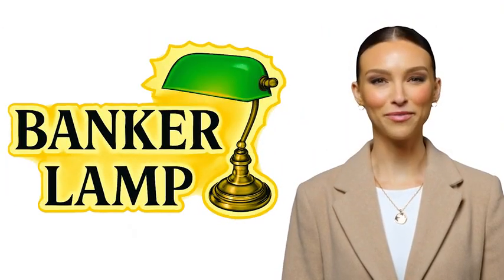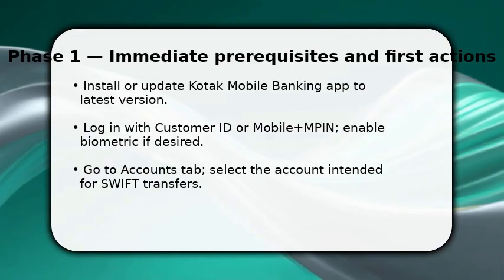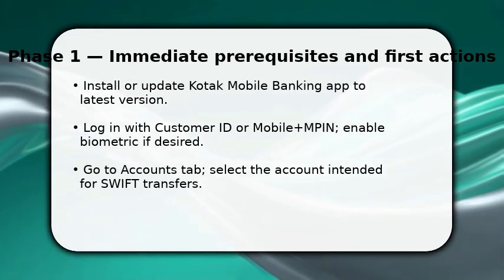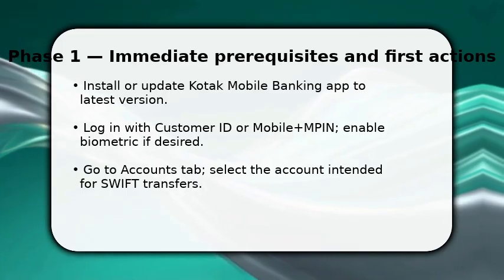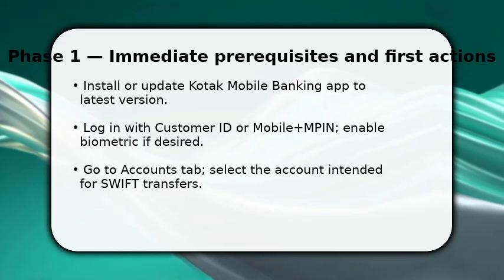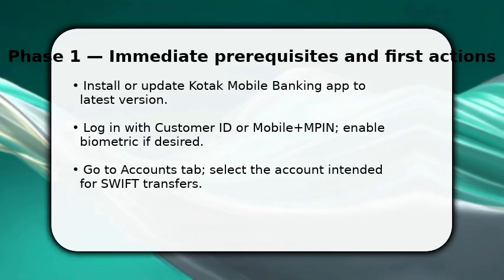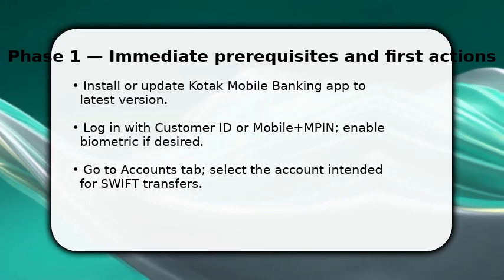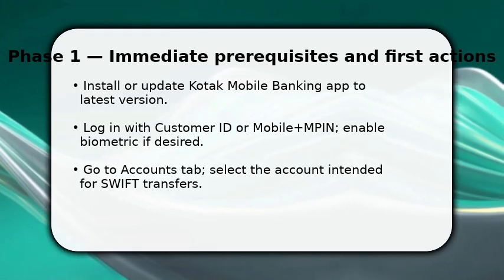Please enjoy the video. You start by opening the Kotak mobile banking app and logging in with your customer ID and MPIN. Use biometrics if set up for speed. Once logged in, make sure you're on the Accounts tab and select the specific savings or current account you want to use for an international transfer. This step reads your account details, so it must be exact.